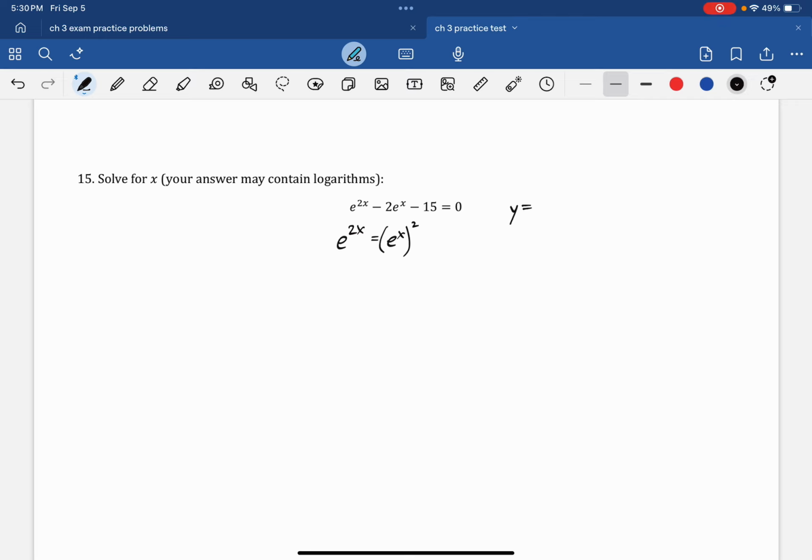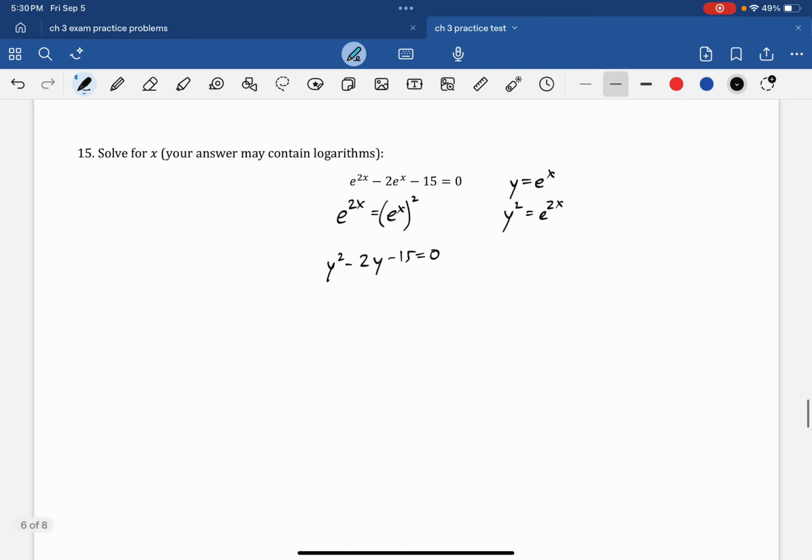So we can substitute y equals e to the x, right? And so we know that y squared is going to be e to the 2x. So this simplifies as y squared minus 2y minus 15 equals 0. Coincidentally, same factorization as before. y minus 5 times y plus 3 equals 0. So y equals -3 or +5.